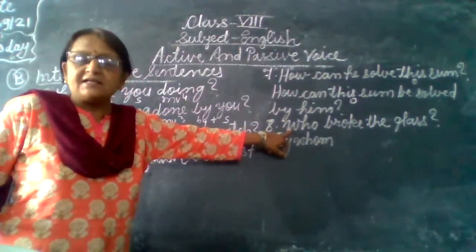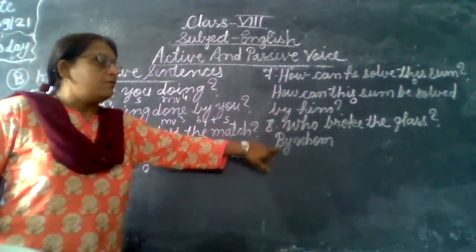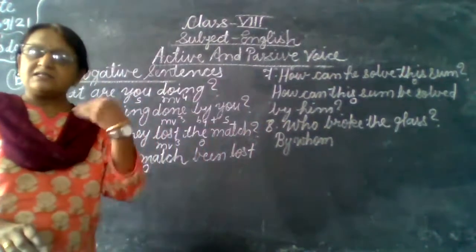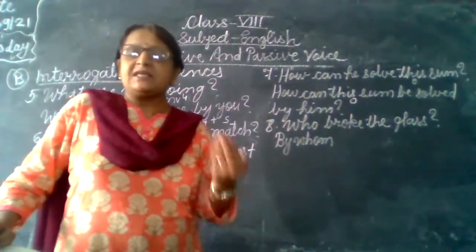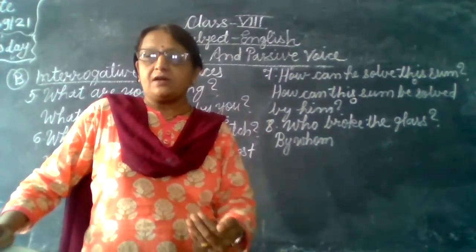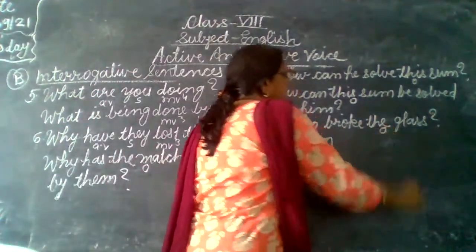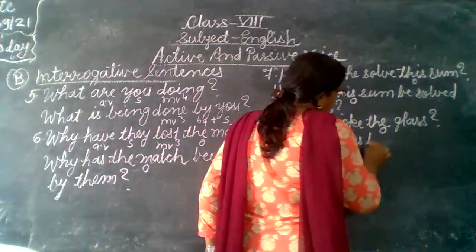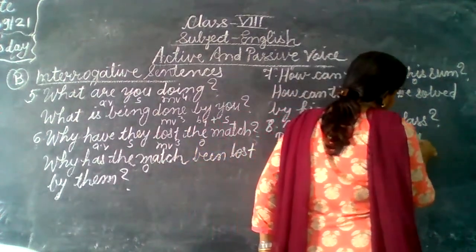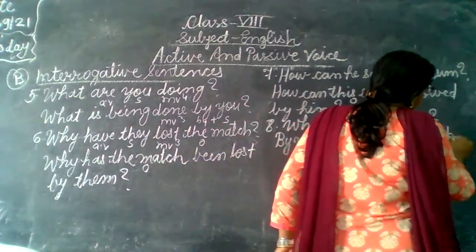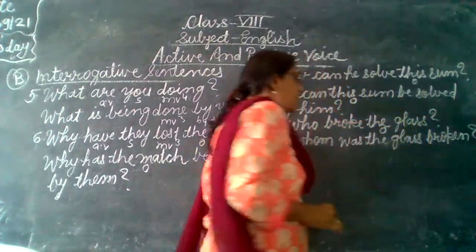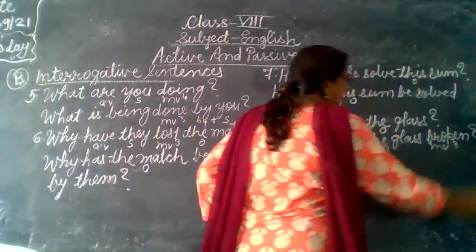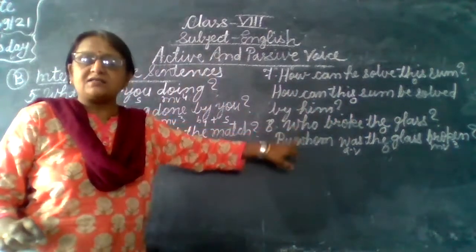Because who is acting as a subject here. Who broke the window? Who means by whom. Now listen here. Broke the glass is in the simple past tense. So for a simple past tense sentence in the passive voice we use was or were depending upon the object. Here the object is singular. So, by whom was the glass broken? That is auxiliary verb, object, main verb in the third form, and by plus subject.